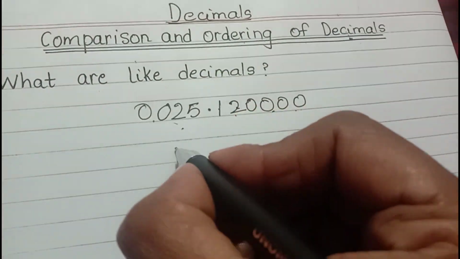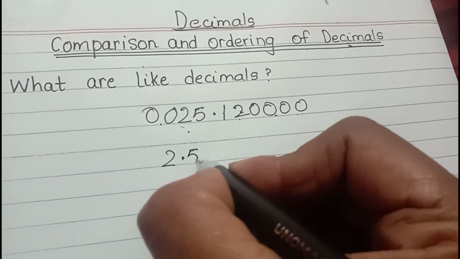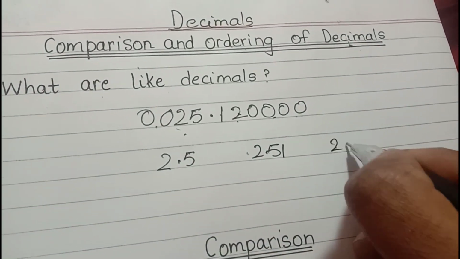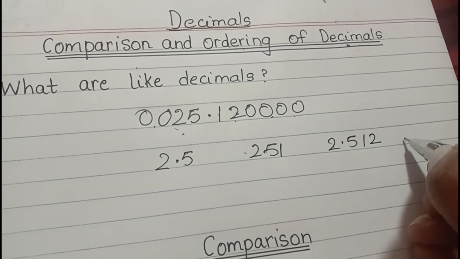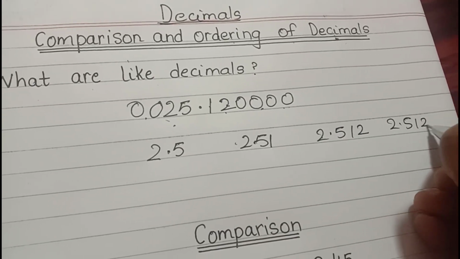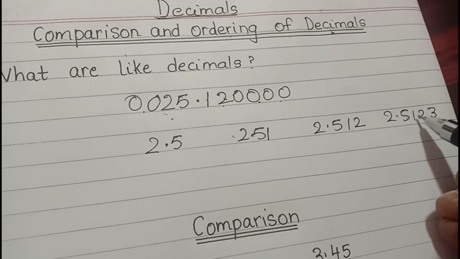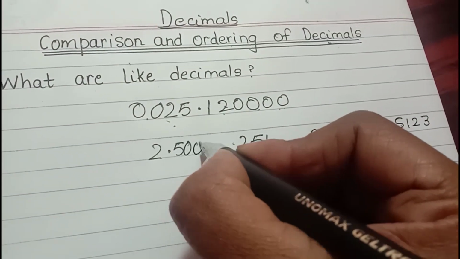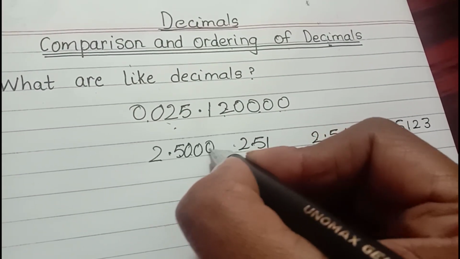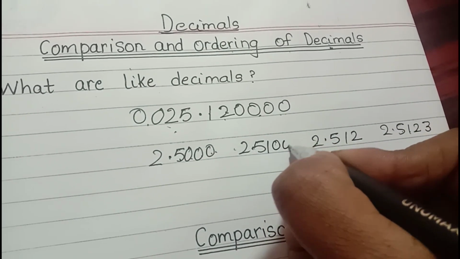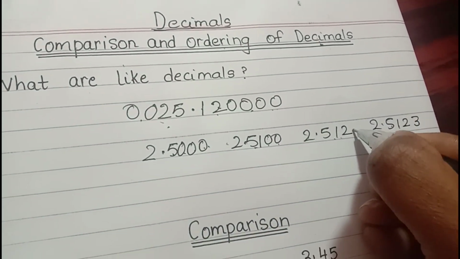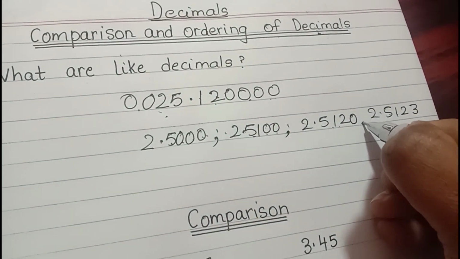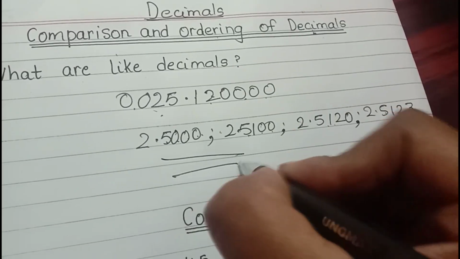So like decimals are numbers where the digits after the decimal are the same in number. 2.51, 2.512, 2.5123. Here I have 4 digits after the decimal. So if I make the same number of digits after the decimal, that means 1, 2, 3, 4, 1, 2, 3, 4, 1, 2, 3 and 4, then we call them like decimals.